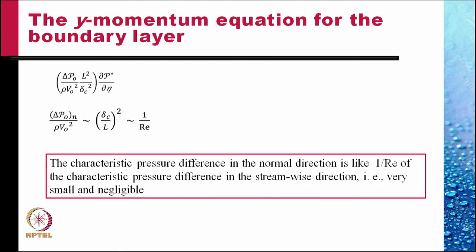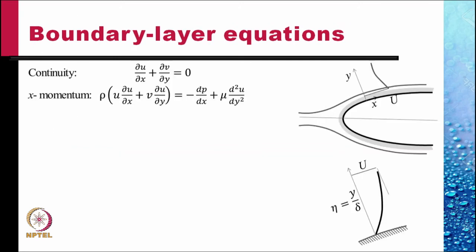Thus, the characteristic pressure difference in the normal direction is like 1 over Re of the characteristic pressure difference in the streamwise direction, that is very small and negligible. Prandtl neglects this pressure difference totally, and so the y momentum equation disappears and del P by del x in the x momentum equation is replaced by minus dP by dx. Assumed that within the boundary layer the pressure varies only in the x direction. There is no variation of pressure in the y direction. It is an assumption on which the theory of aerodynamics is built up.